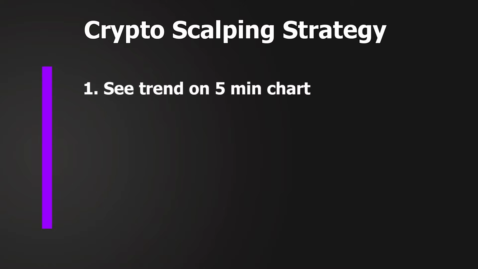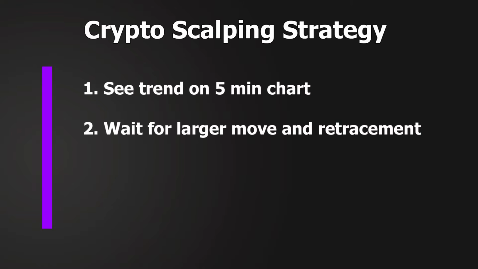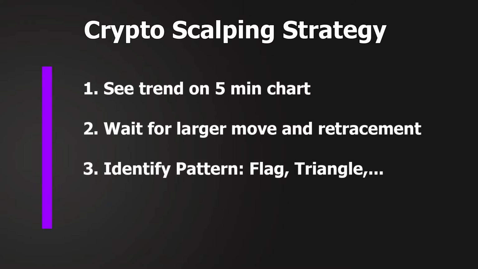Okay, here are the basic rules of the strategy. I start on the 5-minute chart and see the trend if it is going up or down. I don't overthink it, I just zoom a little bit out and see the direction. Once I know that, I wait for a larger move and then the retracement in the opposite direction. For this retracement, I try to identify a pattern like a flag or a triangle. We will see this in the example in a moment.